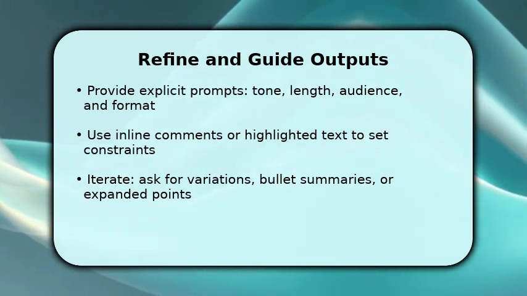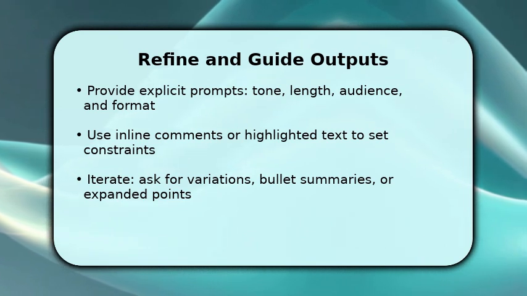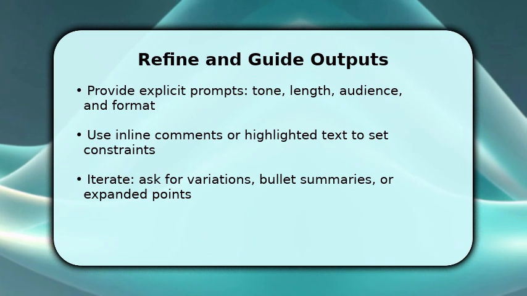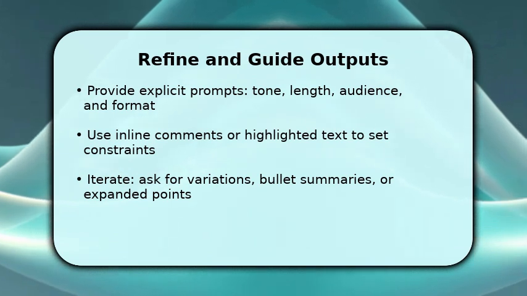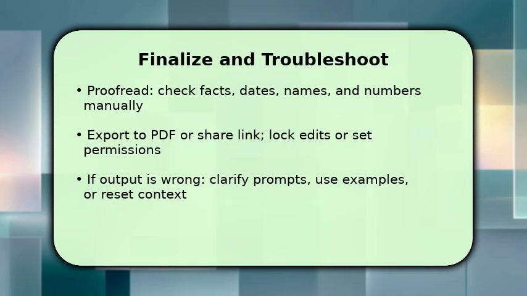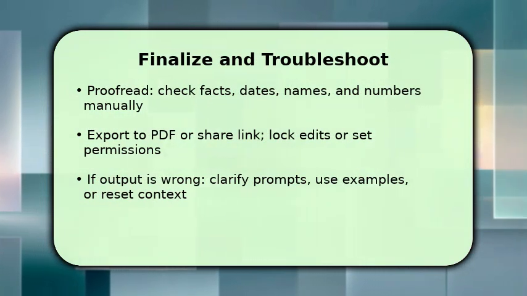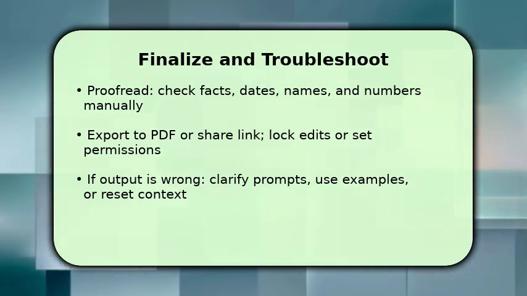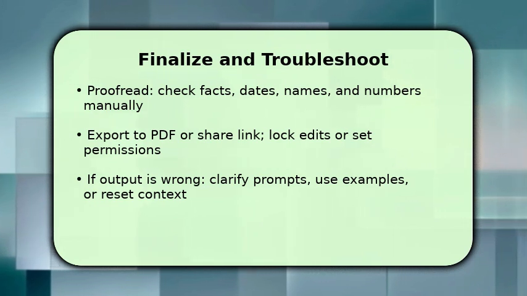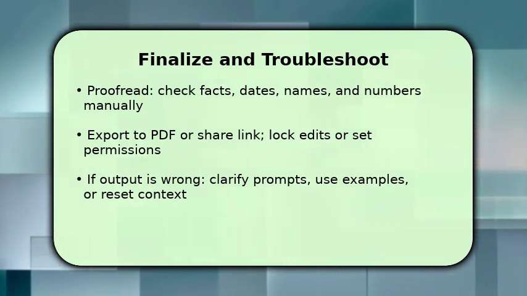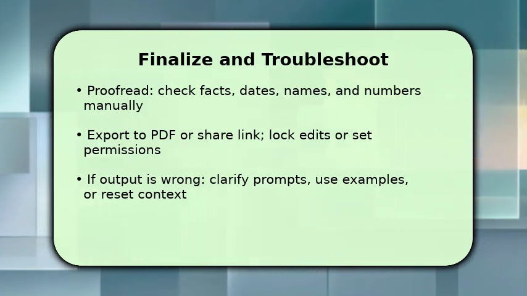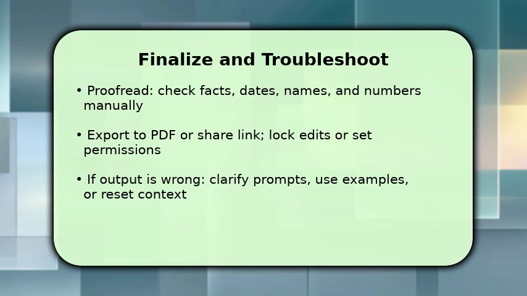Make incremental edits, accept suggestions that fit, and reject or regenerate parts that miss the brief to maintain control over final voice. Finish by validating accuracy and formatting before sharing. Manually proofread facts, dates, and figures because AI can hallucinate, then accept track changes or paste final text into your preferred template. Once satisfied, export to PDF or share a OneDrive link and set editing permissions.